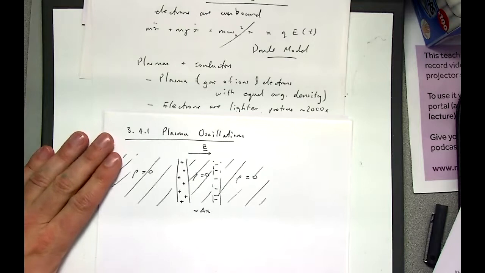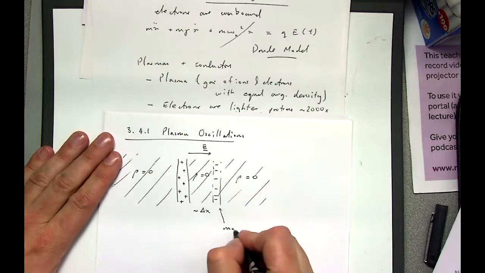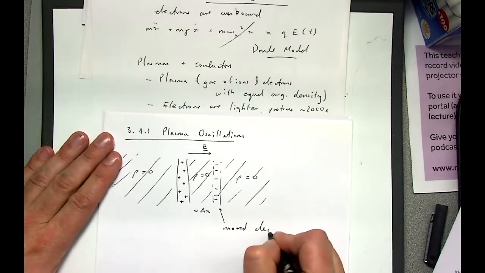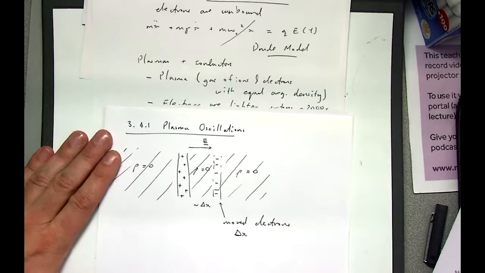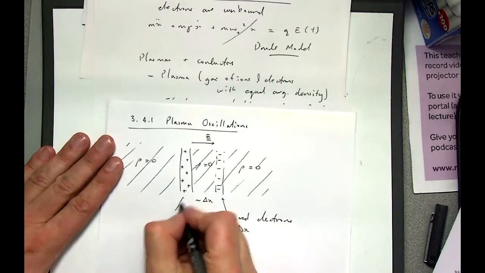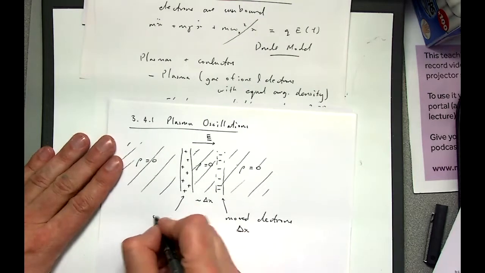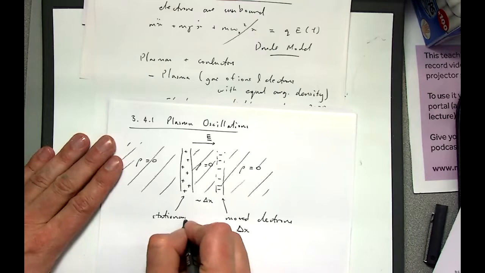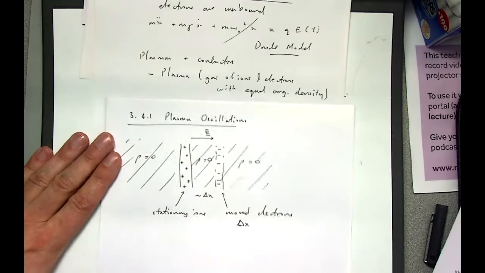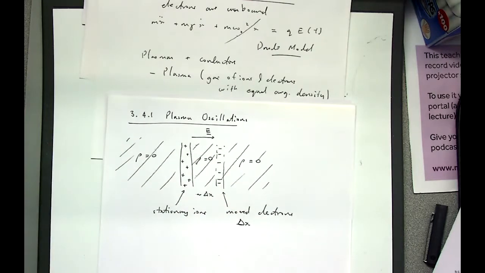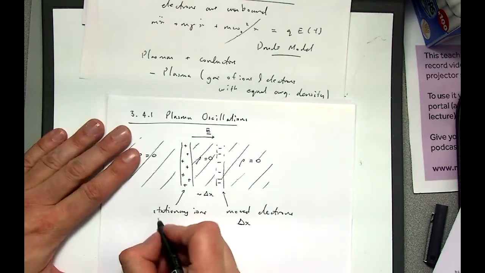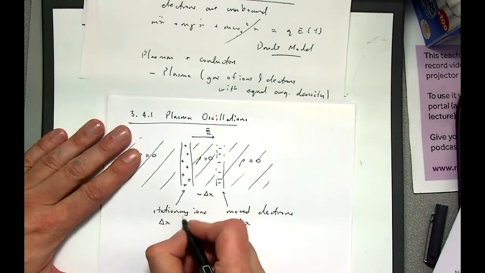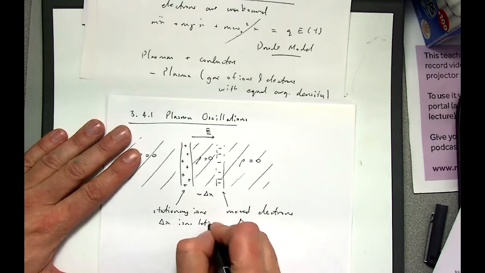So I've moved a layer of electrons. These are my moved electrons. I'm going to say I've moved them by some scale amount delta x, and I've left behind a layer of stationary ions. So remember, I'm saying that the electric field is oscillating backwards and forwards at a rate where the electron motion is much greater than the positive ions.